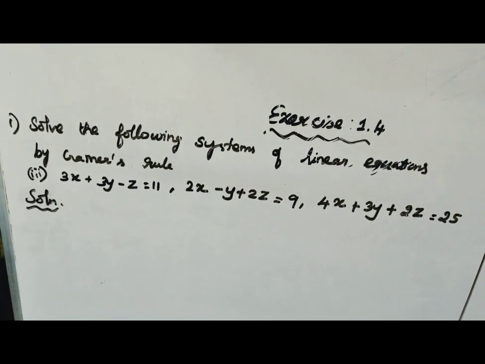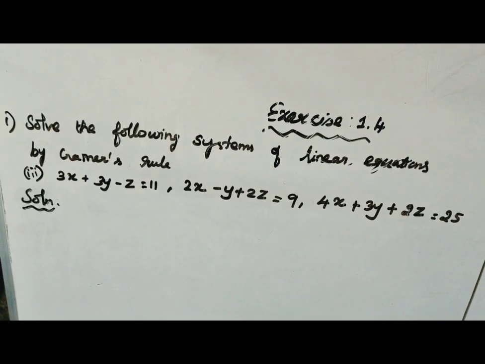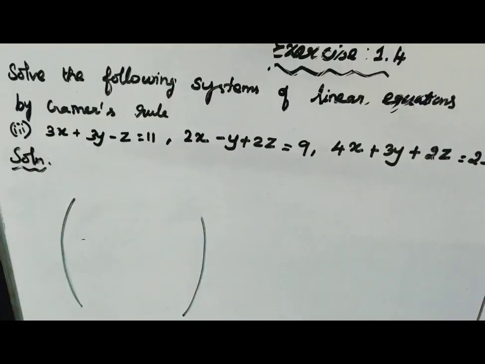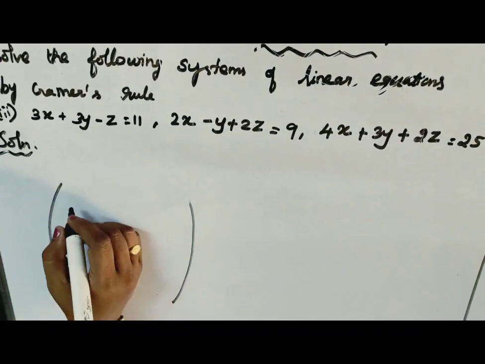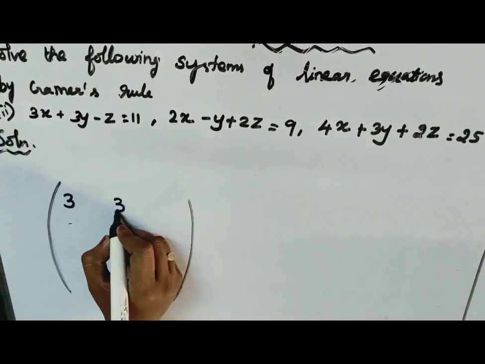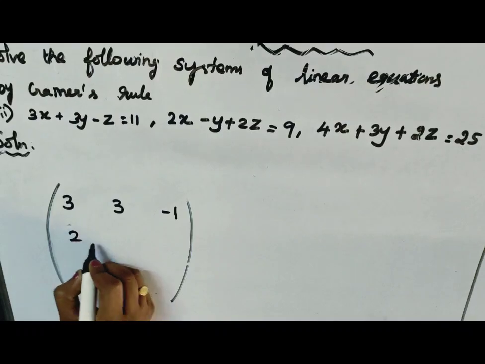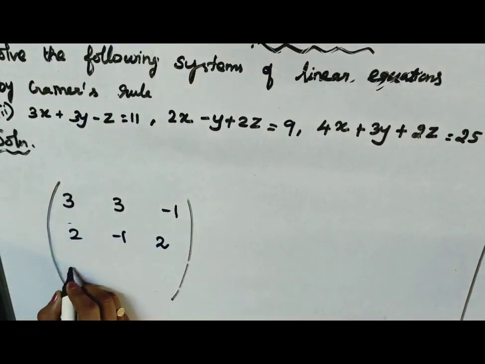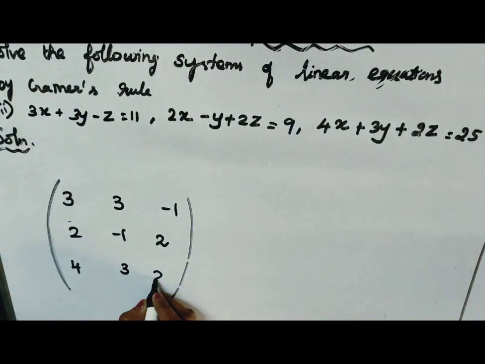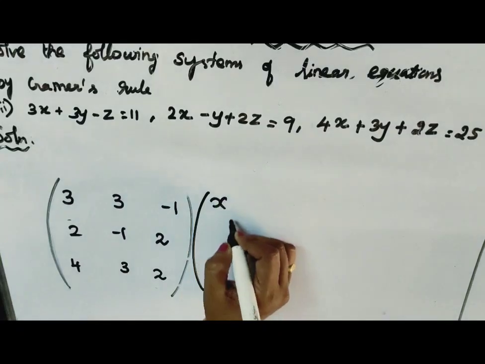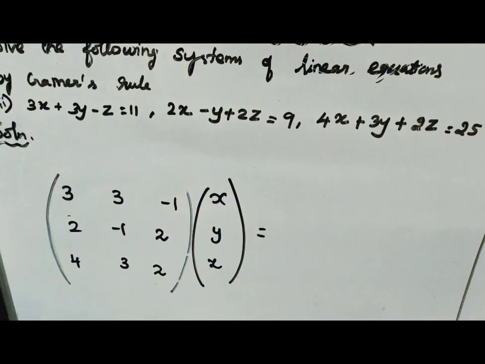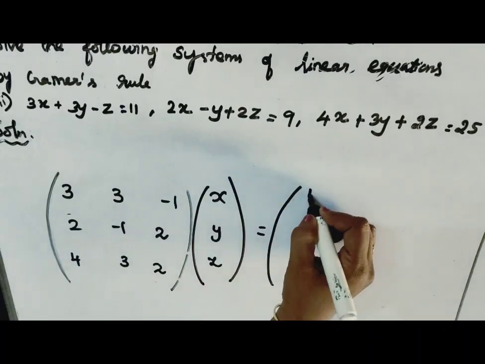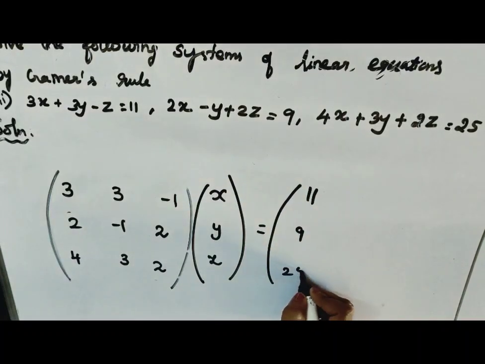Okay, now we will find the solution for the third subdivision in the first problem. First, the given equations we will write in matrix format. We write only the coefficients: 3, 3, minus 1, 2, minus 1, 2, 4, 3, 2, and the variables given are x, y, z. We have to find the values of x, y, z using Cramer's rule, and the constants on the right hand side are 11, 9, 25.